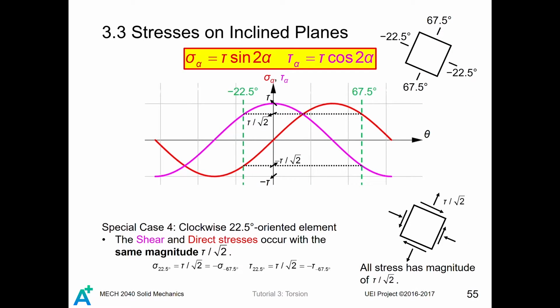And similarly, for the 22.5 degree clockwise oriented element, you can observe that the magnitude of the direct stress and the shear stress are the same.